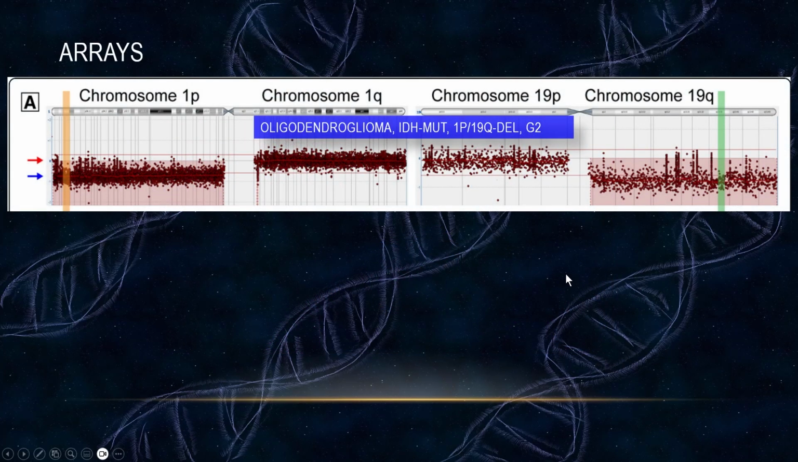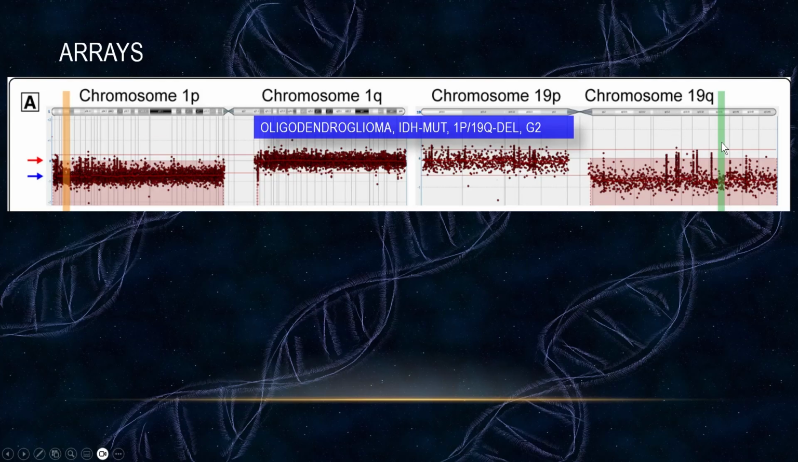So FISH is probably the most common, but maybe not the best. This was pulled from a paper, again I forgot to give the reference, but you can probably find it, where it shows one of the pitfalls. So this is a case of oligo, so everything's good in this one. If you haven't seen these sorts of arrays, it's basically showing you copy number, where this would be normal. So we have normal 1Q, normal 19P, and when you see a drop, it's a loss, and so here would be one copy loss of 1P.